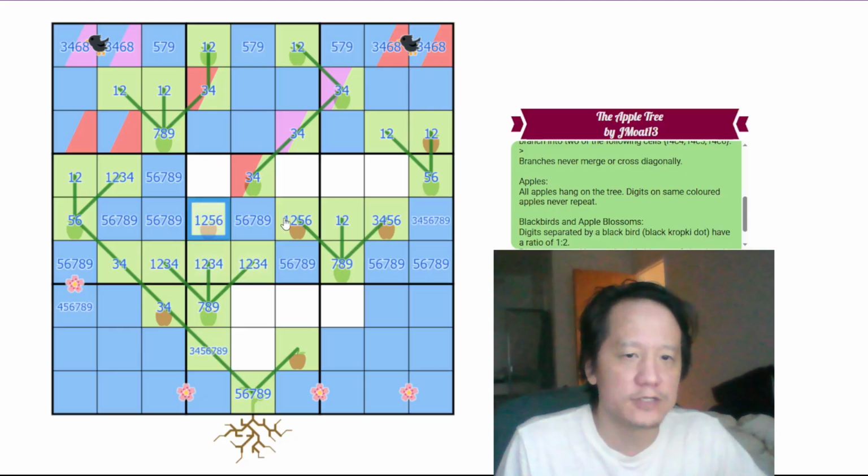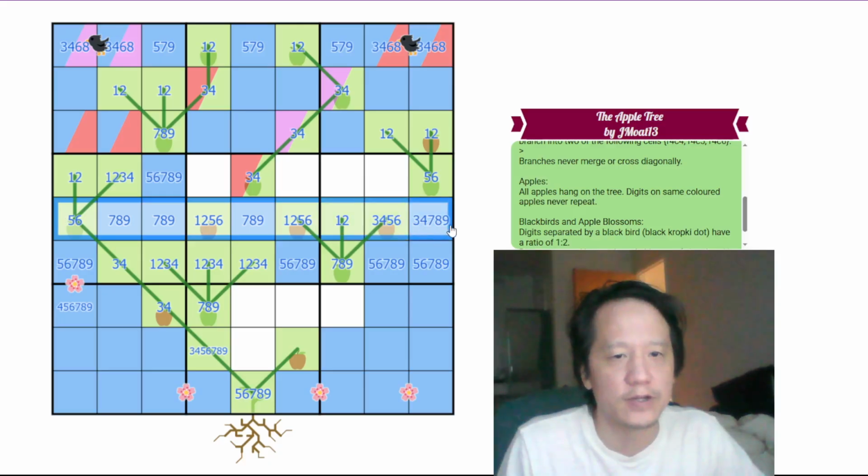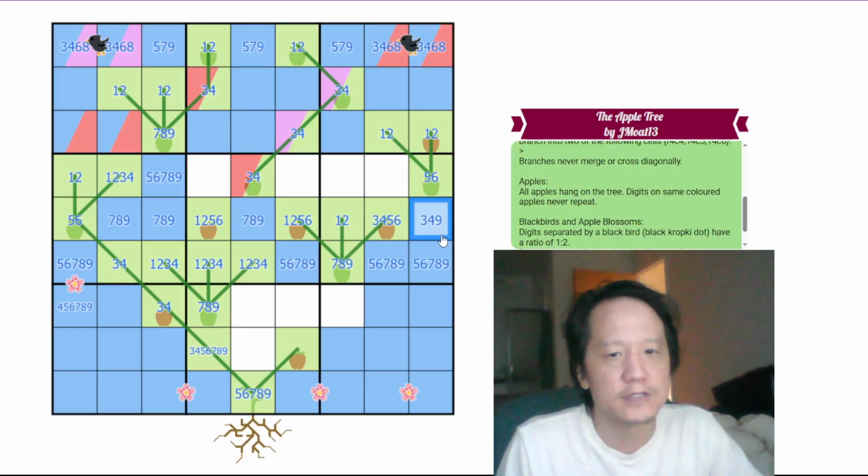Therefore, we are guaranteed one of these is a 5, 6. Since one of these is a 5, 6, this is a 5, 6. That eliminates 5, 6 in the rest of the row. So this can't be 5, 6. This can't be 5 or 6. We have a 7, 8, 9 triplet now in row 5, which eliminates 7, 8, 9 in the rest of the row. This can't be 7, 8, or 9. This can't be 5 or 6.